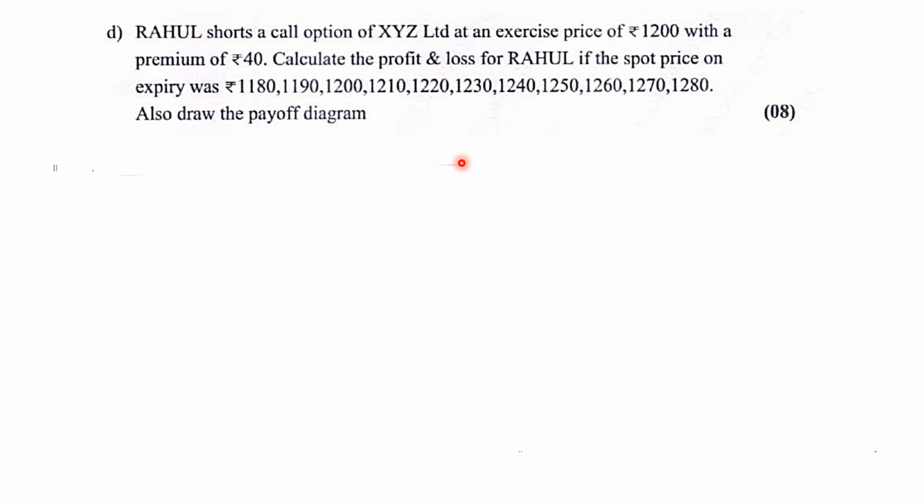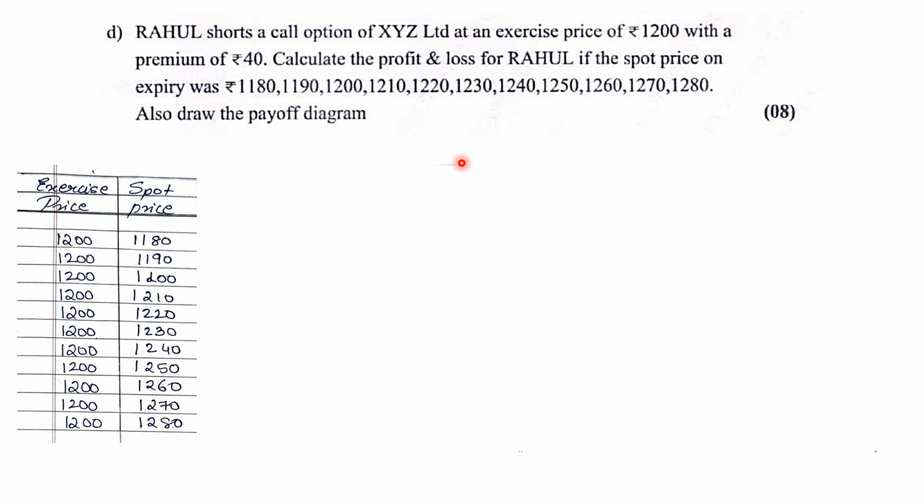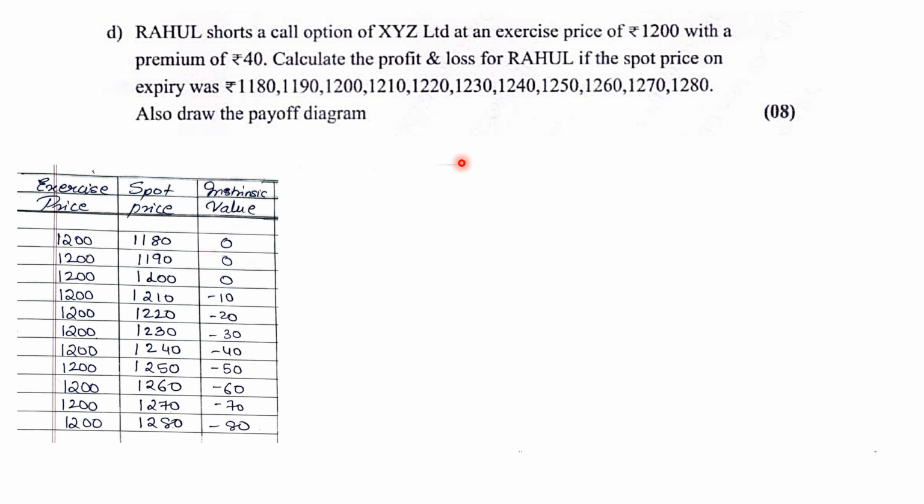So it is similar. Again, this is a short, meaning you're selling the call option. So similar columns, we'll have exercise and spot price. In spot, we have written all the values. Exercise, we have written all the values. Intrinsic, you may remember, under short call option, intrinsic value will be 0 up to the point where spot and exercise are the same. After that, it will become negative. So negative 10, 20, 30, 40, 50, 60, 70.